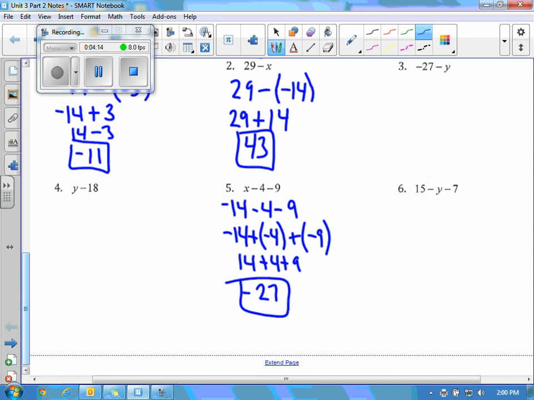I'm going to leave 3, 4, and 6 for you guys. Again, check in with the answer key. Let me know if you have any questions.